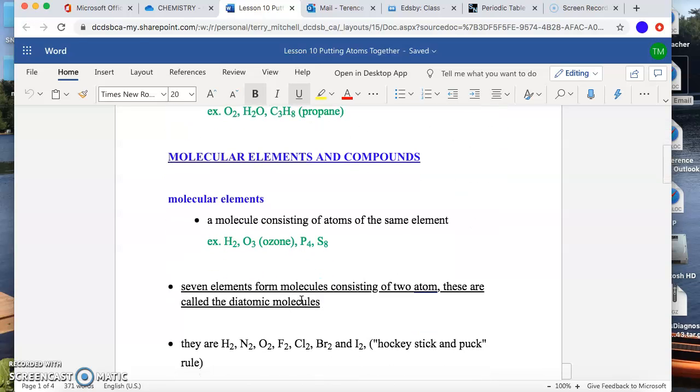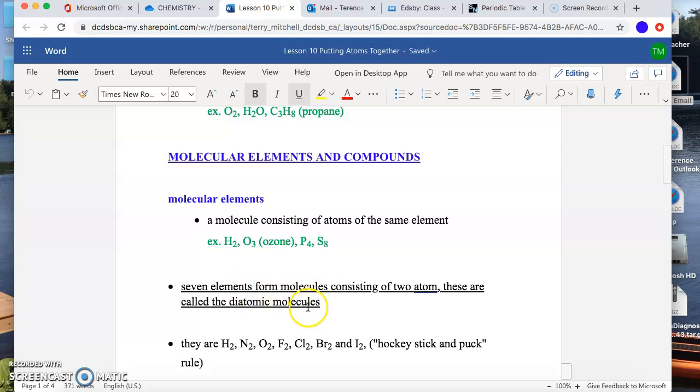All right, so a molecular element. This is when you have a molecule, but it's all the same thing. So hydrogen is another diatomic. It's just hydrogens bonded together. Here we have ozone, which is 3 oxygens bonded together. Phosphorus, sulfur. So if it's all the same atom type, but there are more than 2 bonded together, those are molecular elements.